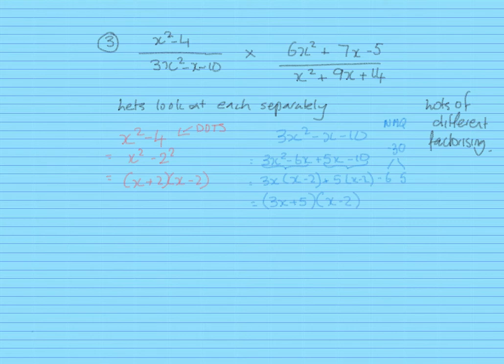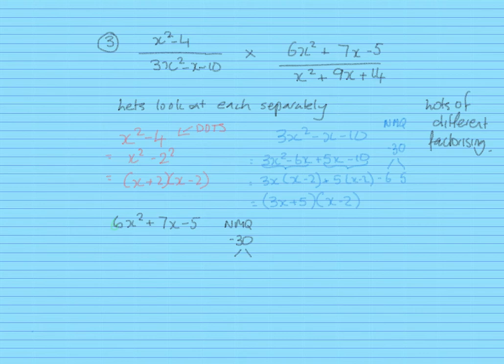So that one's done. Now I'm going to look at the 6x squared plus 7x minus 5. And this is another non-monic quadratic. So we need to use that method where we multiply the first and the last term and we get minus 30 again. And this time I need it to add to 7.